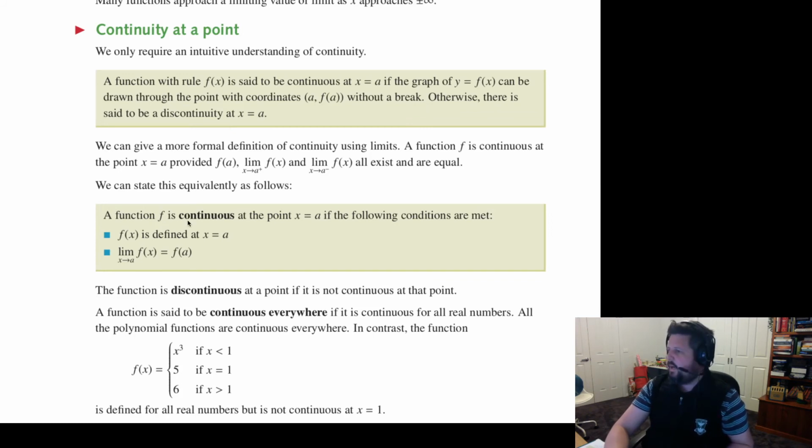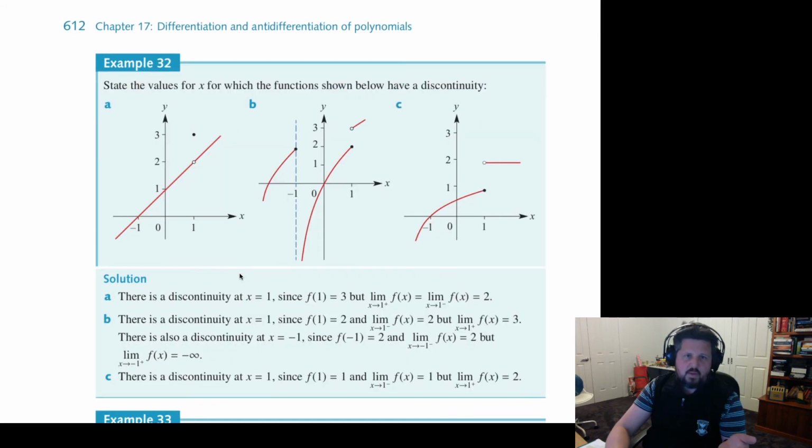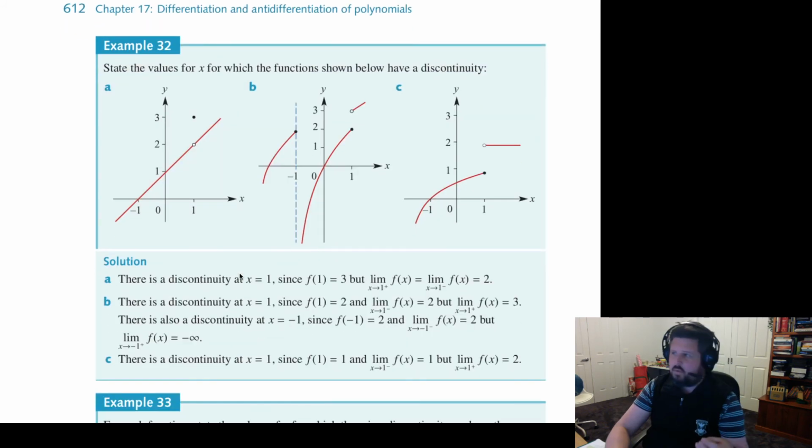There are some things that we need to be aware of. A function f is continuous at a point x equals a if the following conditions are met. First dot point is that f of x is defined at x equals a, and also that the limit as x approaches a of f of x is equal to f of a. So what they can ask you to do is say whether something is continuous or discontinuous. It says here, state the values for x which the functions shown below have a discontinuity.